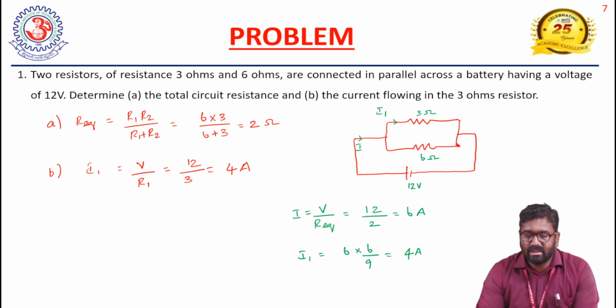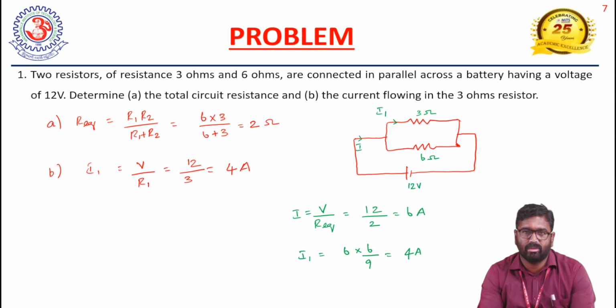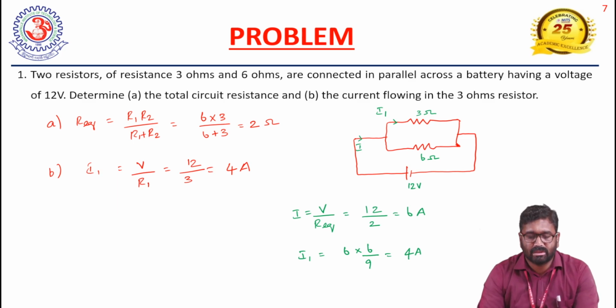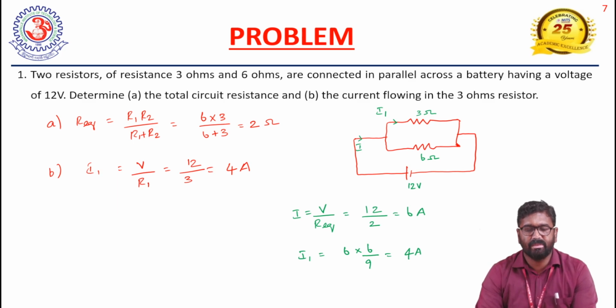Coming to the second one, the current flowing in the 3 ohm resistor. To find the current, we can go again to Ohm's law, I equal to V by R. Here we want to find I1, because two currents are there, I1 and I2. So I1 is equal to V by R1, because we have to find the current in the 3 ohm resistor R1. The V value is given in the question, that is 12 volt. So 12 divided by 3, simplifying, you will get 4 ampere. Likewise you can find I2 also. I2 equals V by R2, and if you simplify, you will get the I2 current.